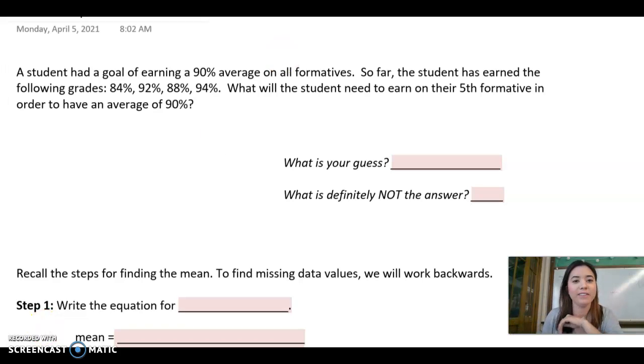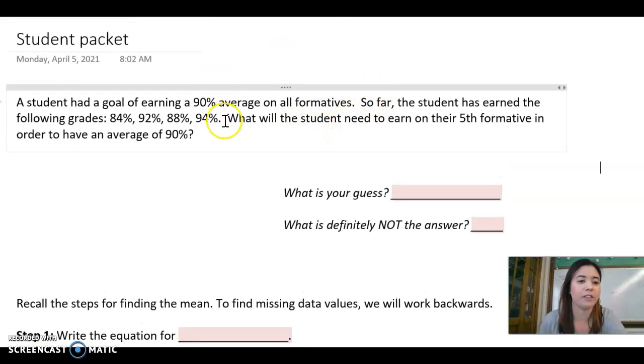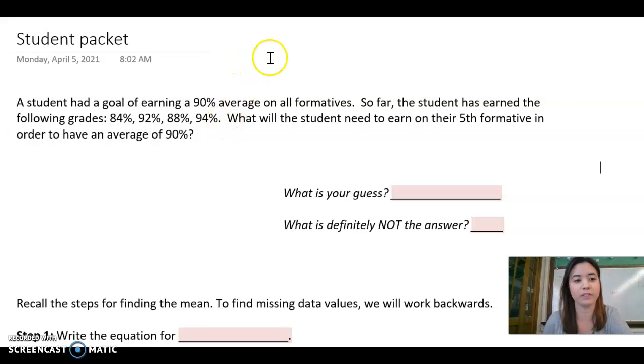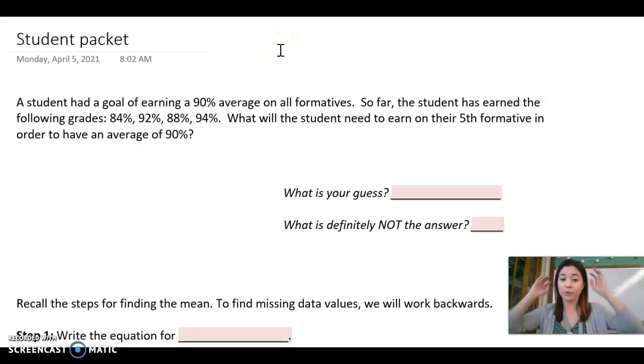Hello again, welcome back. We are in our third lesson of statistics. This one is all about finding a missing value if I give you the mean.